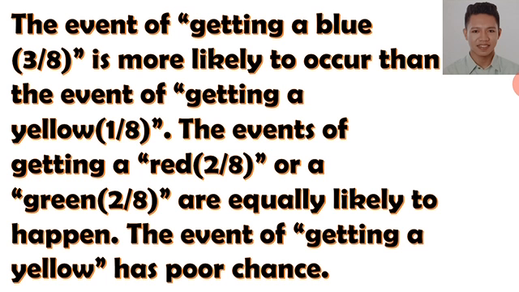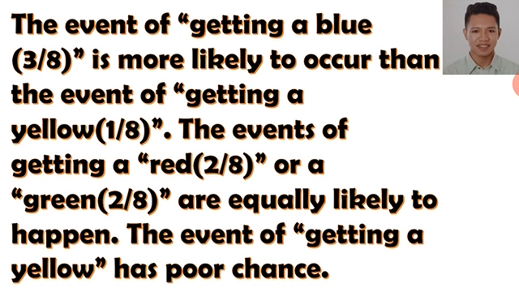So, as I've said a while ago, a probability can be described using a word or a number. The event of getting a blue is 3/8, so it is more likely to occur than the event of getting a yellow. It means that there is a bigger chance of getting a blue color than a yellow color.